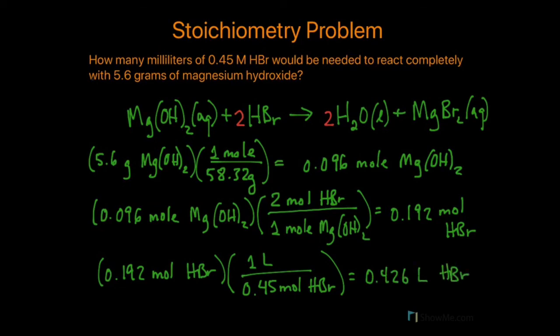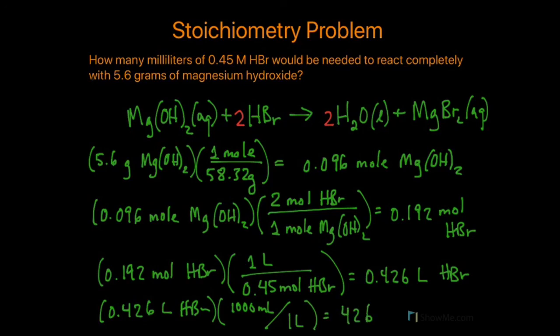But we need our answer to be in milliliters. So we will take our liters, 0.426, and we know that there are going to be 1,000 milliliters per 1 liter. Doing that conversion, our answer then is 426 milliliters of hydrobromic acid solution needed. And this is our answer.